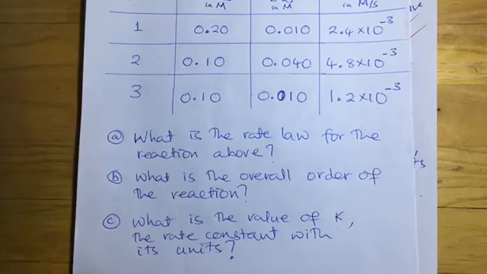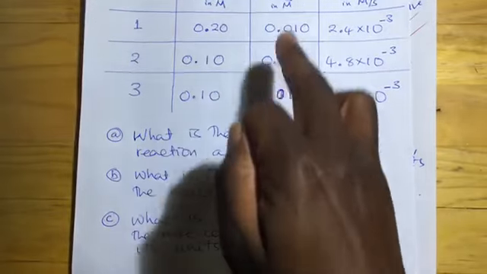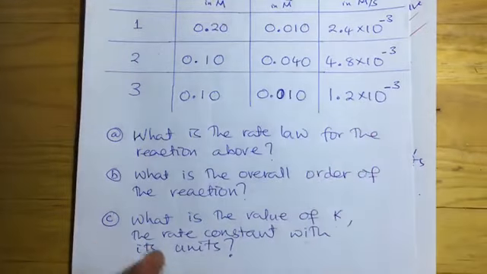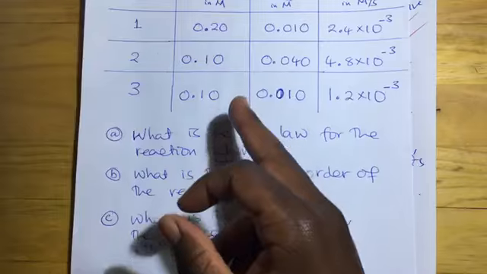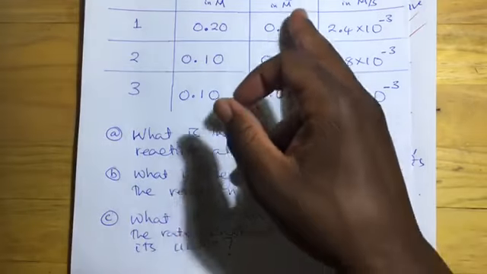Which one do you want us to use? 2 and 3 or 1 and 3? Both are correct. It's up to you to choose. As long as that criteria has been met to say one of the concentrations should be the same, then you're free to choose those 2 experiments. Which ones do you want? Do you want us to go with 2 and 3, or 1 and 3?